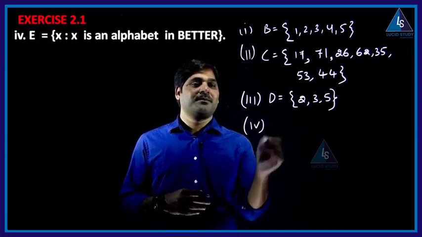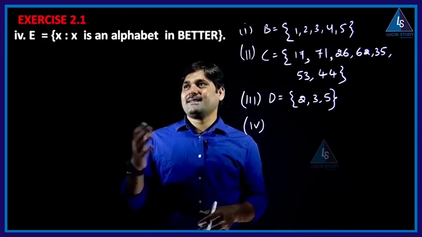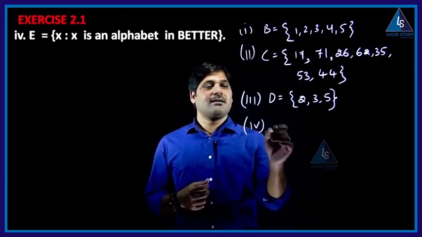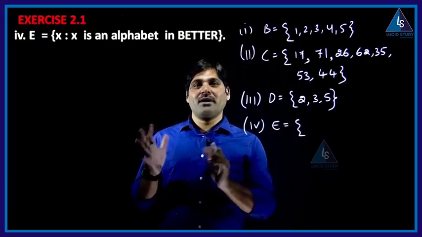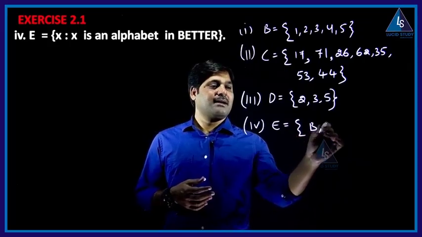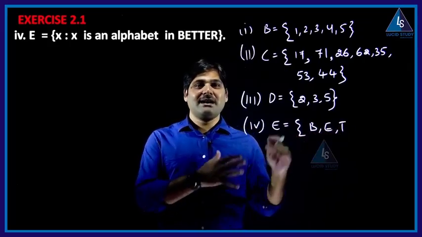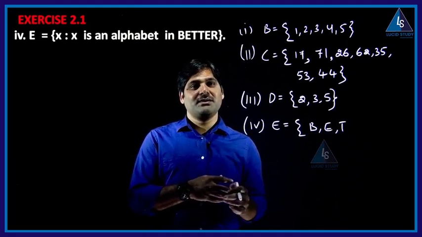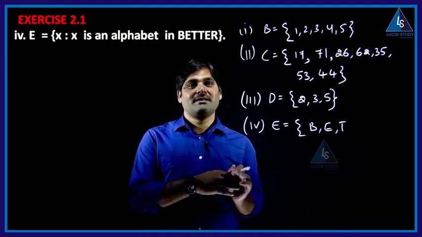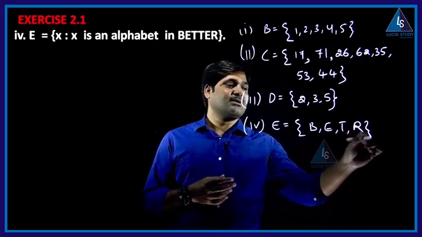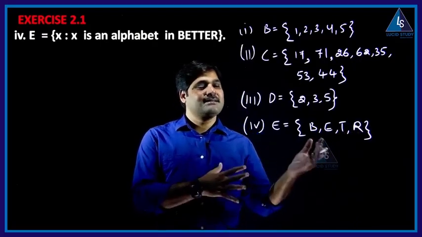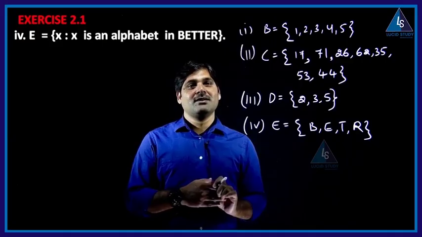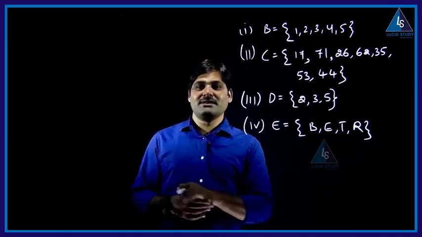Next, the fourth one. See what is given in the fourth question. x such that x is an alphabet in the word BETTER. What are the letters in the word BETTER? So B, E, T, and again T is there. We already wrote one, duplicates are not allowed, so we write it only one time. After T, E should be there, E is also already written, so duplicates are not allowed. Next R. So this is the set. T is repeated, that is why we are not writing it again. Similarly E is also repeating, so we will not write it again. So these are the sets for the given questions.